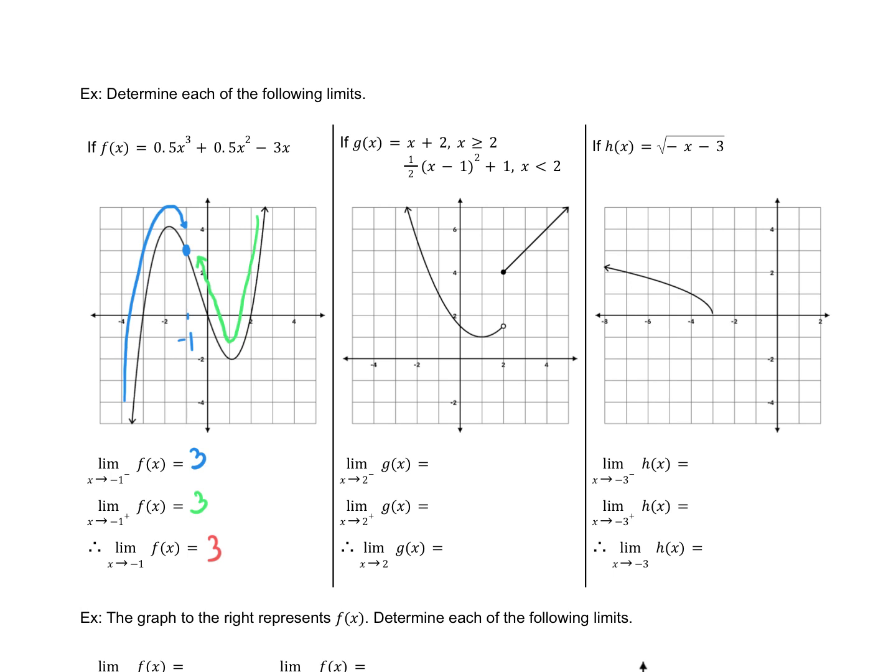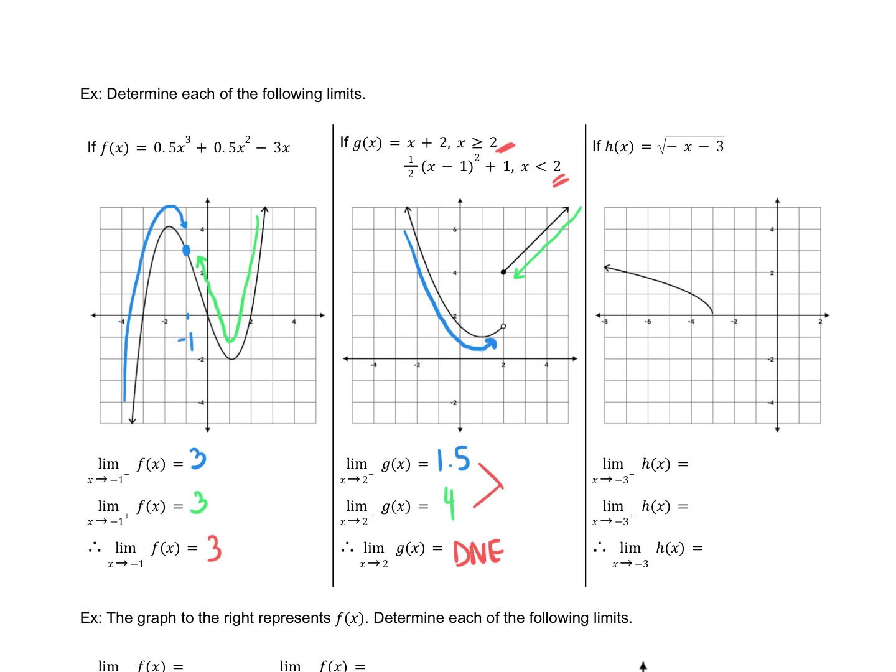For the next one, we have a piecewise function, and we're asked about the limit as x approaches 2. 2 is important here because 2 is where the pieces change from a parabola to a line. So as x approaches 2 from the left, I'm following the parabola, and as we approach 2, the y value gets closer and closer to, let's say, 1.5. If I'm coming from the right side, I'm following the line, and the line as x approaches 2 gets closer and closer to 4. These are differing values. So the limit of g of x as x approaches 2 does not exist.